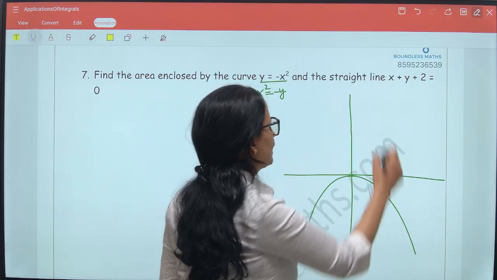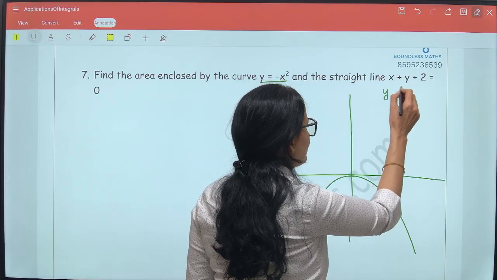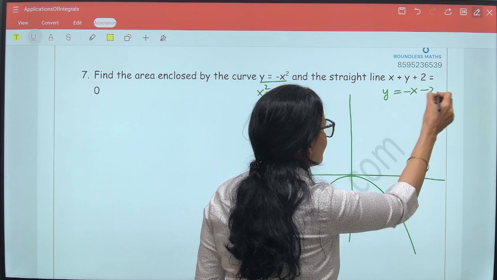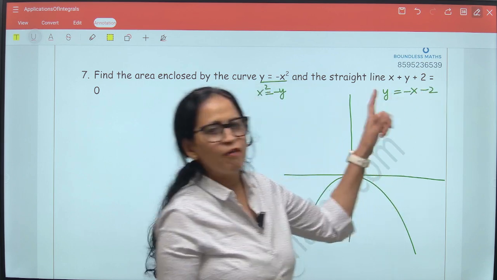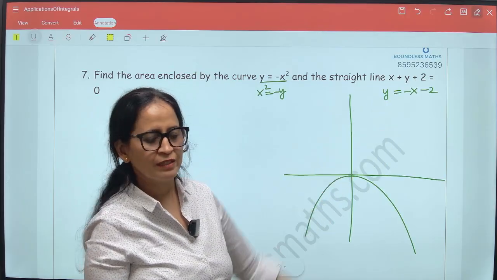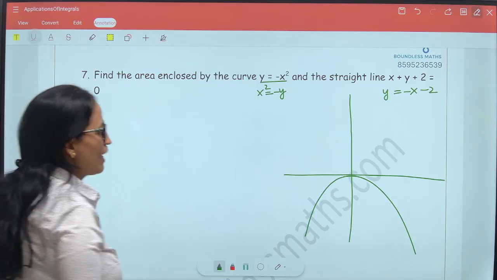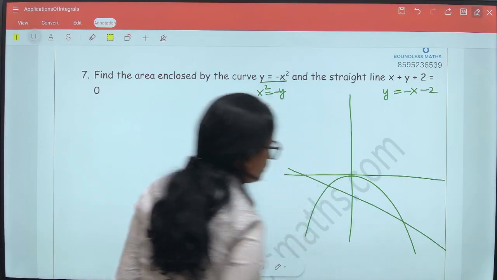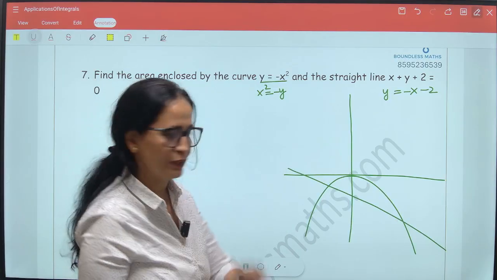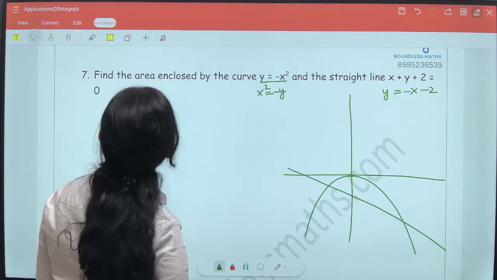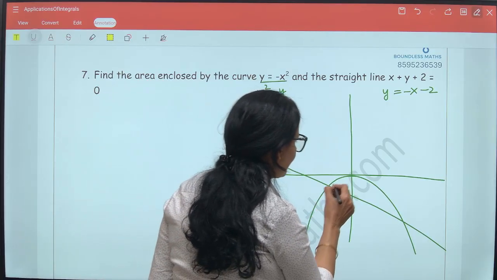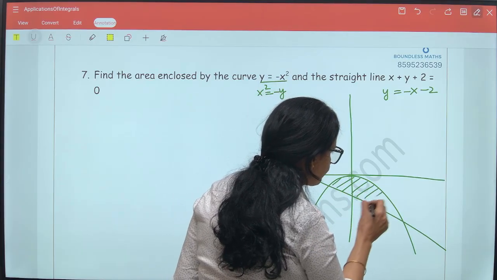Equation of the straight line, bring it to the form y is equal to mx plus c. So bring everything to the right side except y. It becomes minus x minus 2. Slope of x is negative. That means it is making an obtuse angle with the x axis. So the line is going to be somewhere like this. You don't need exact points, again I am repeating that. Now you need to find the area enclosed by this curve and the straight line. That means this is the required area.